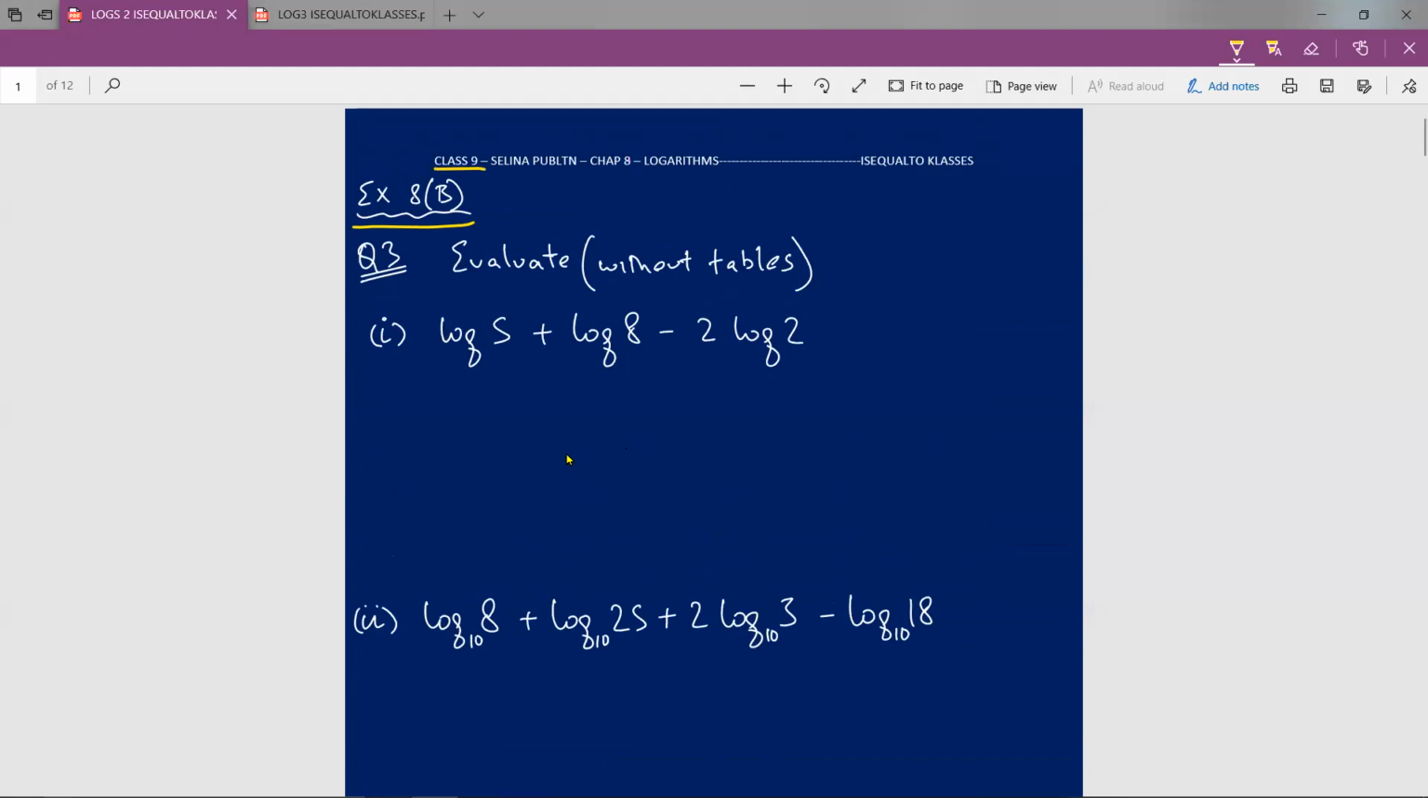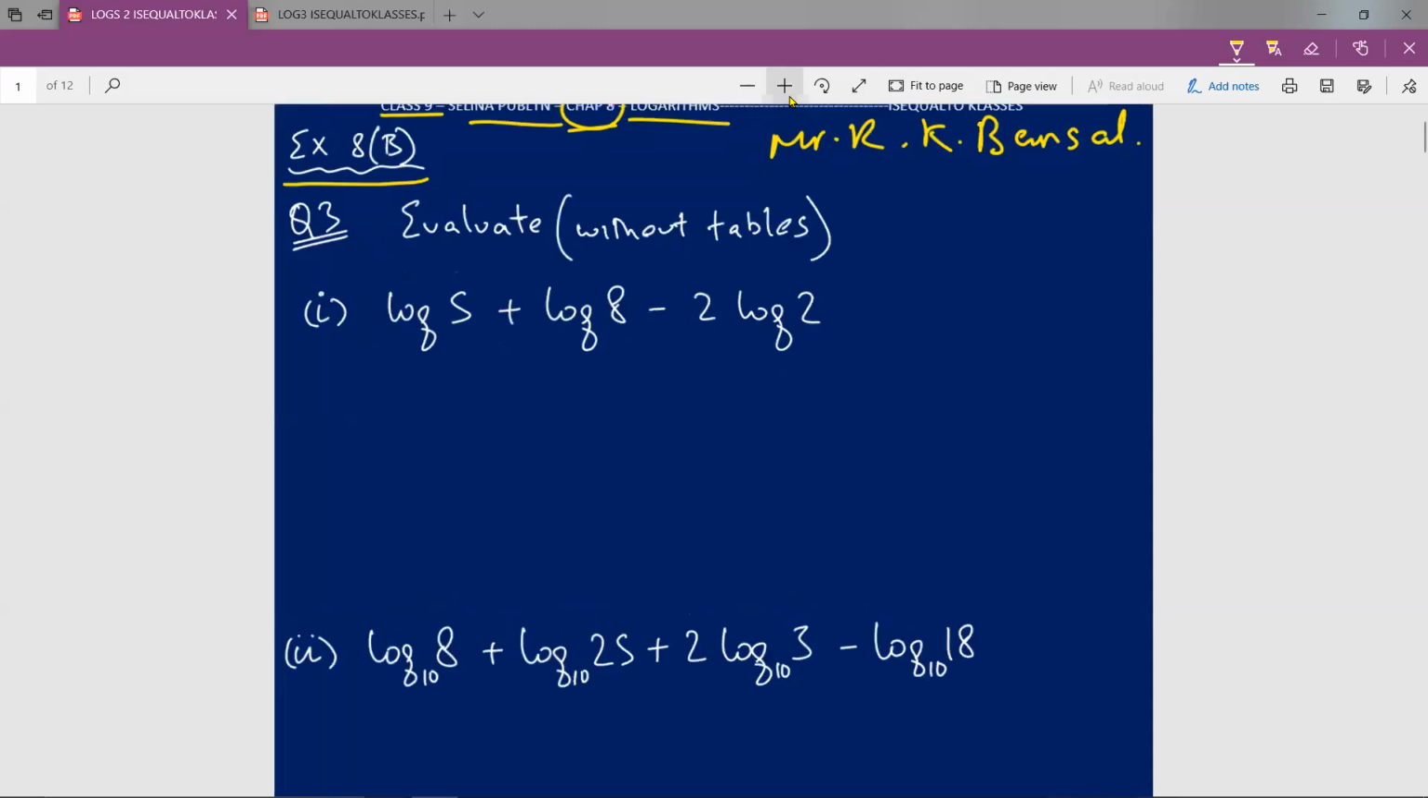I have taken from the Class 9 Selina Publications book, chapter 8. That is the chapter on logarithms, and it is written by Mr. R.K. Bansal. So all the problems that I'm about to do in this video, you could refer to from that book. Okay, so without any further delay, let's start.